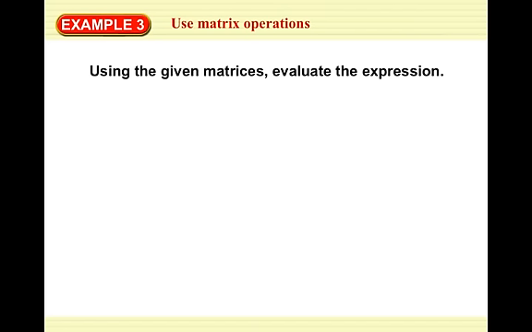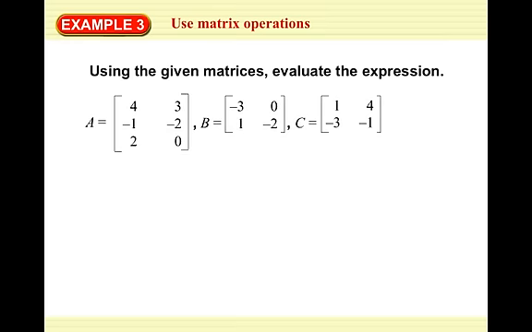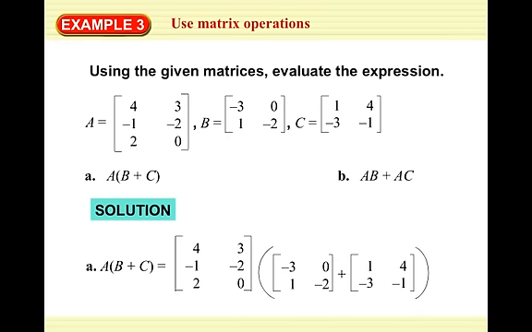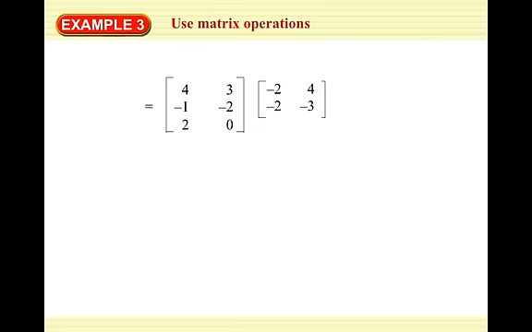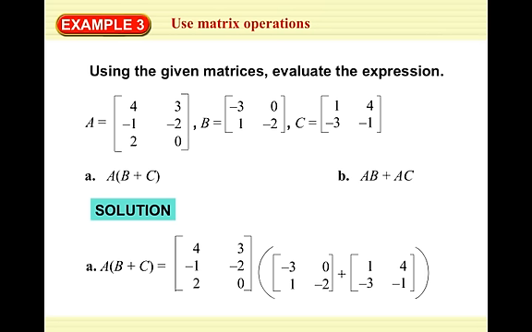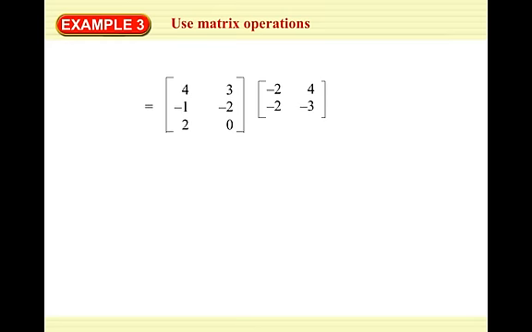All right, we're going to use some given matrices and evaluate some expressions. So we've got A, B, and C there. And we're going to figure out A times B plus C, and then AB plus AC. All right, A times the sum B plus C means we're going to add B and C together and then multiply. So when we add B and C together, we have negative 3 plus 1 is negative 2. 0 plus 4 is 4. 1 plus negative 3 is negative 2. Negative 2 plus negative 1 is negative 3.